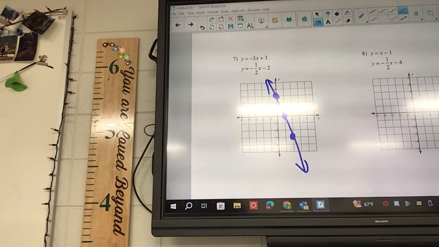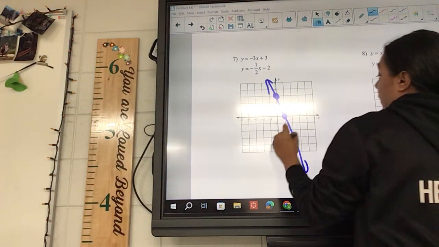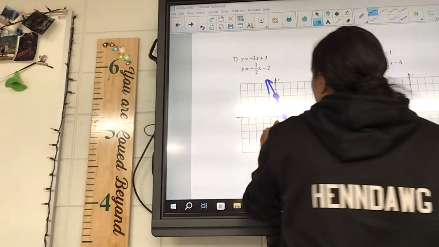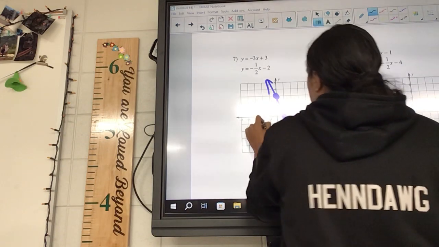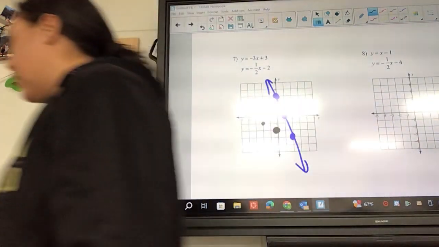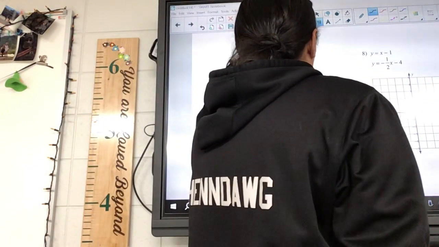Okay, line 2, where does it start? -2. At -2. Okay, it has a slope of 1/2. So if I go up 1, I'm going to go to the left 2, but up and over is not going to get me anywhere. Okay, so I'm going to go down 1/2, so that way these dots can intersect there.